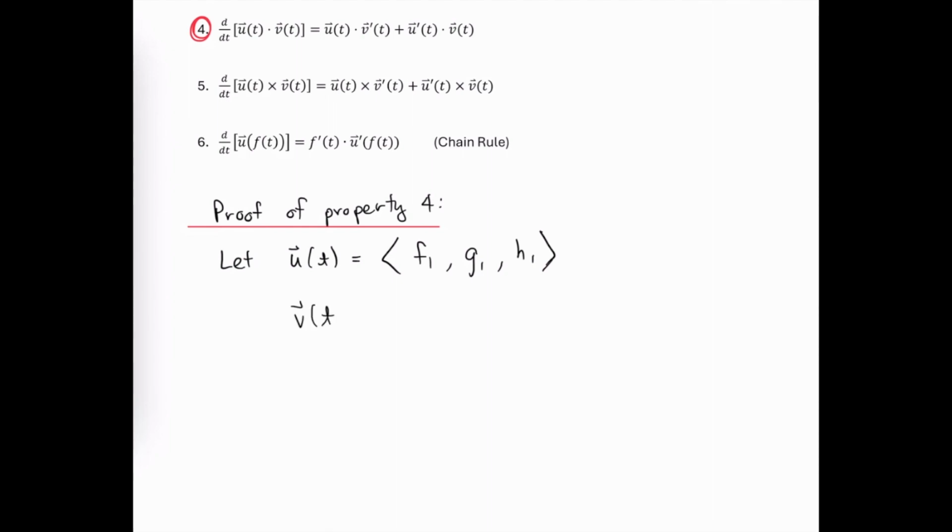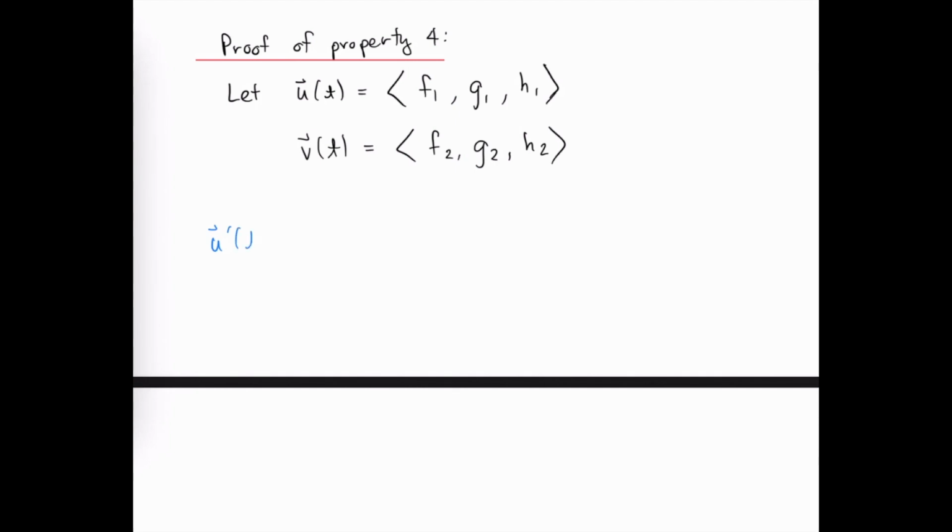And then let's also let our vector function v be f2, g2, h2. We know that in order to calculate the derivative of a vector function, all we have to do is differentiate each of the individual components. So let's call this f1 prime, g1 prime, and h1 prime. Differentiating vector function v, we'll get f2 prime, g2 prime, and h2 prime.